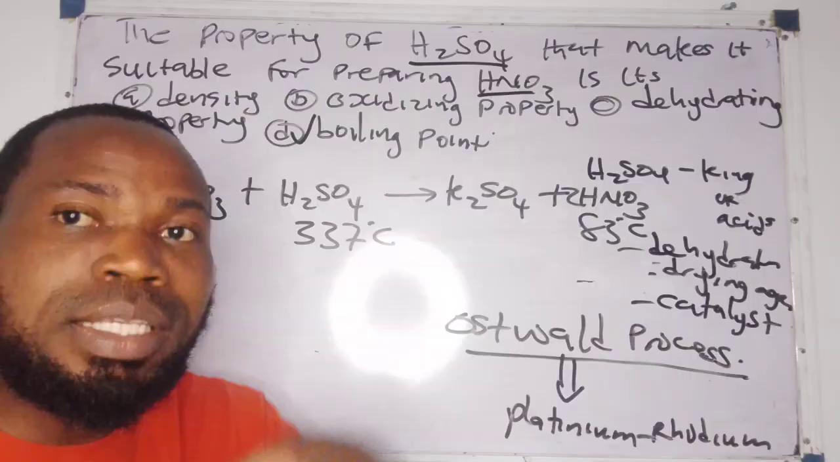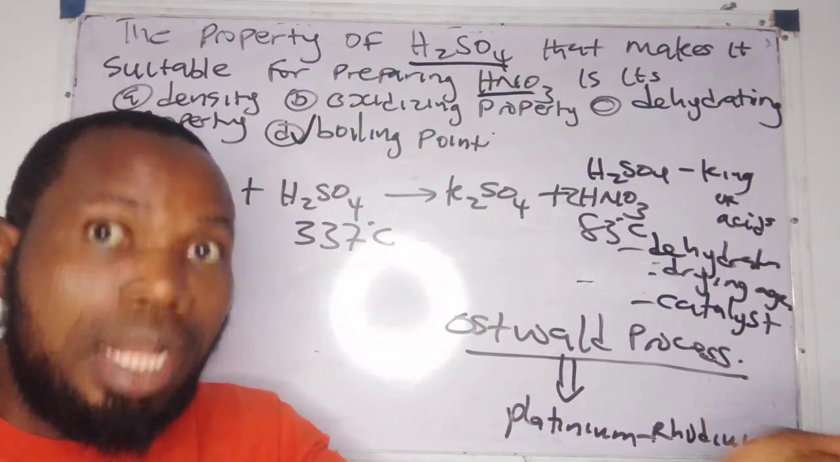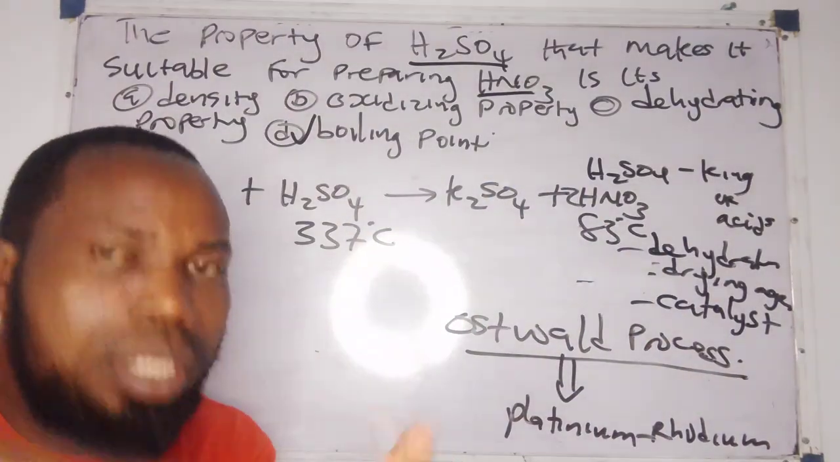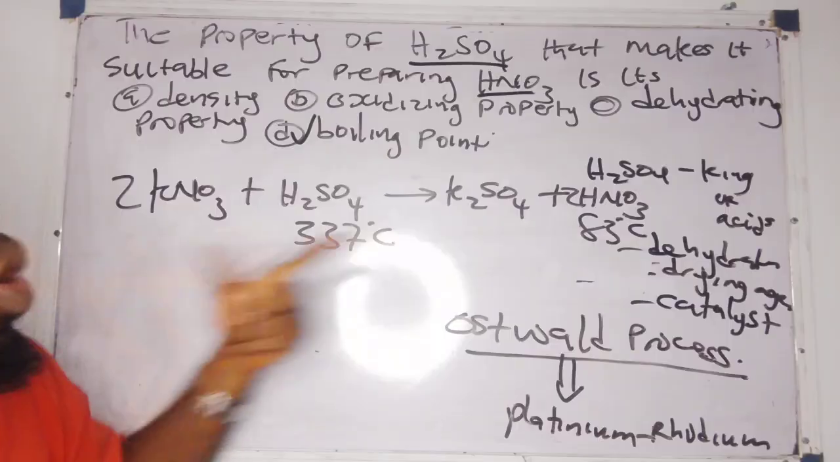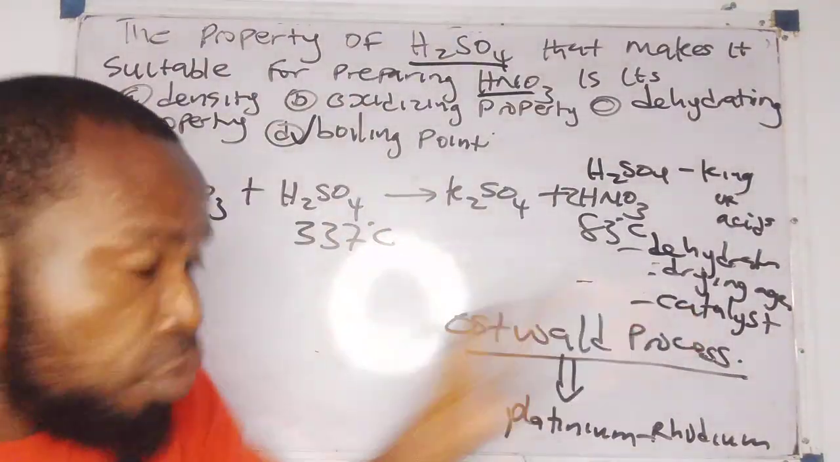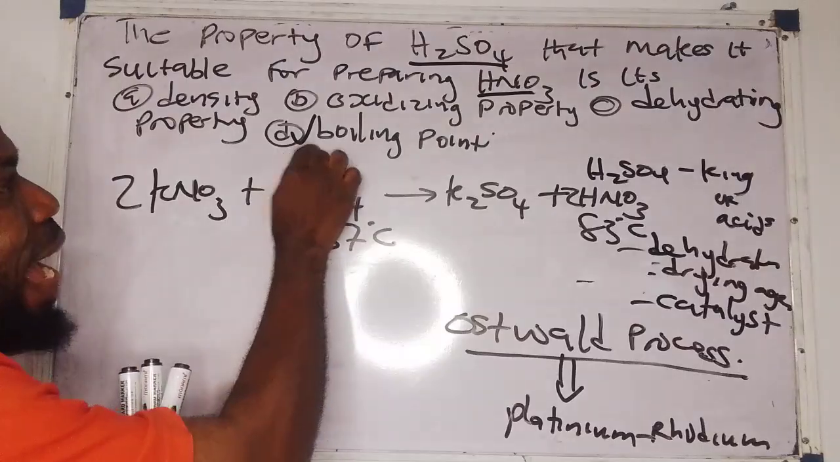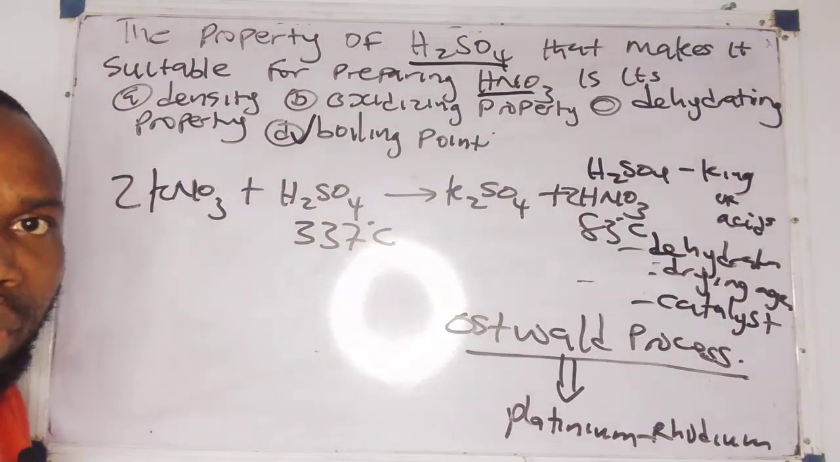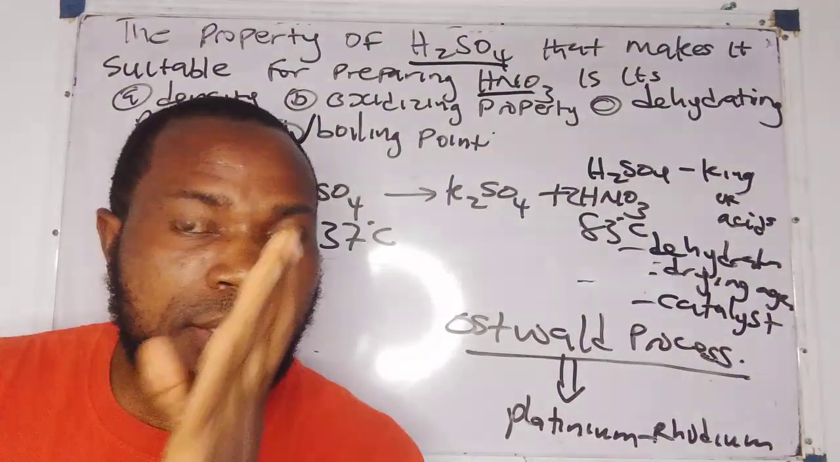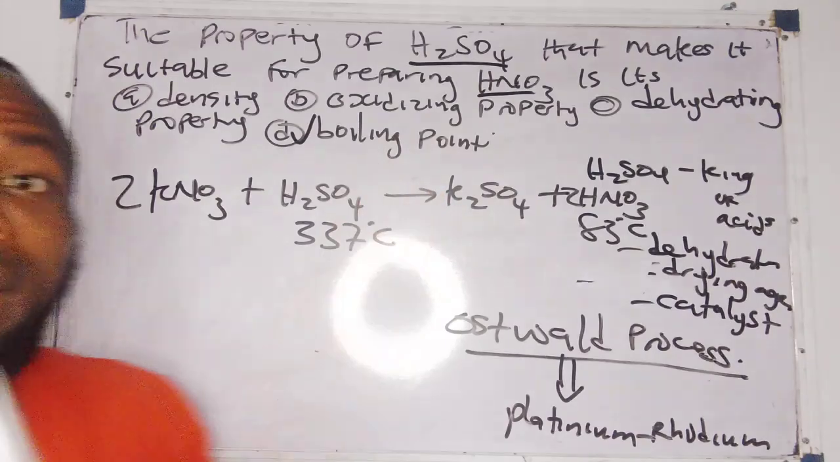Now, another important answer in the option is option C. Does H2SO4 have a dehydration property? Yes. Is that a reason? Does that contribute to why it's used to manufacture HNO3? Yes, because it removes water. But the major reason is its high boiling point. So ladies and gentlemen, that is how we analyze this question. There are two answers in the question.